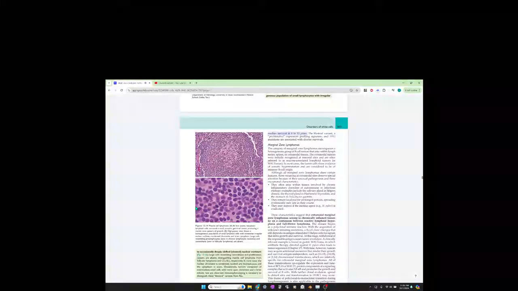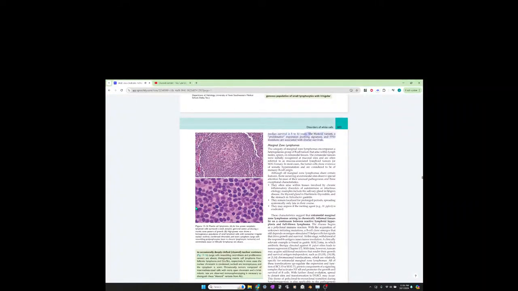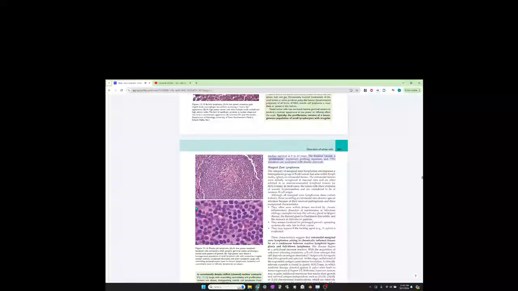Clinical features. The most common presentation is painless lymphadenopathy. Symptoms related to involvement of the spleen and gut also are common. Mantle cell lymphoma is moderately aggressive and incurable. The median survival is 8 to 10 years. The blastoid variant, a proliferative expression profiling signature, and TP53 mutations are associated with shorter survivals.